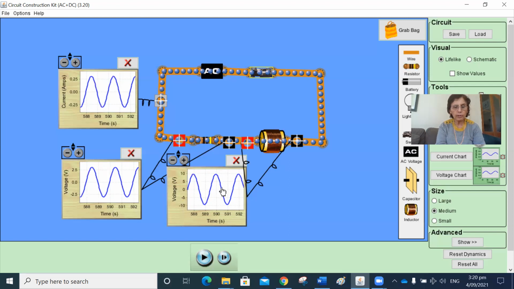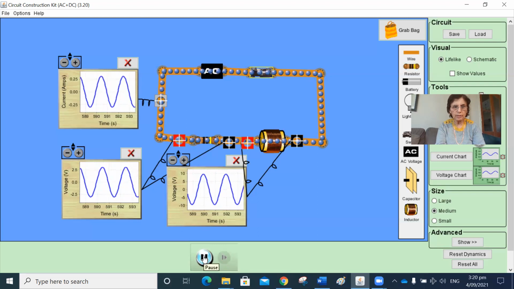Whereas if you look over here, if we compare the voltage across the resistor and the voltage across the inductor, they're not in phase. So this one is at its maximum value, whereas the voltage across the inductor had reached the maximum value a little bit earlier, and it is reaching almost zero. Or we say that the voltage across the inductor is 90 degrees ahead of the voltage across the resistor. Let's run it again and stop it.